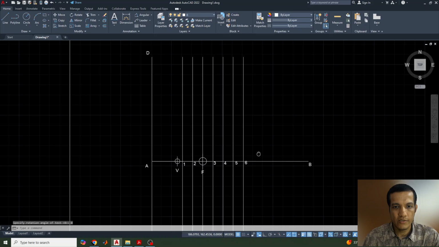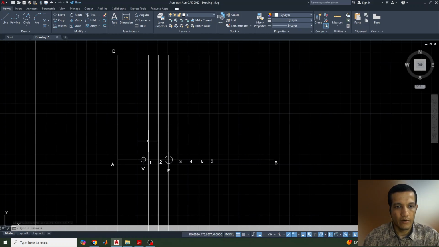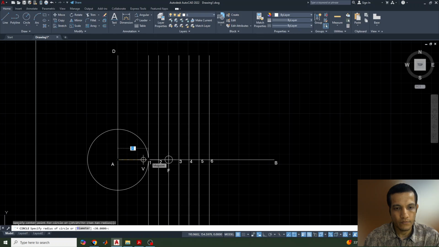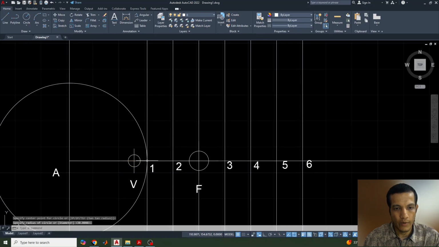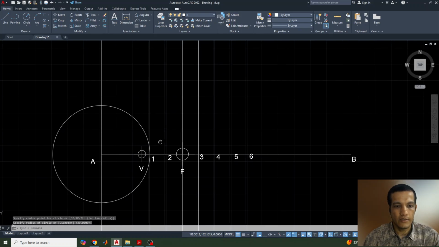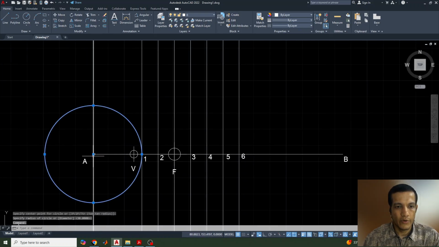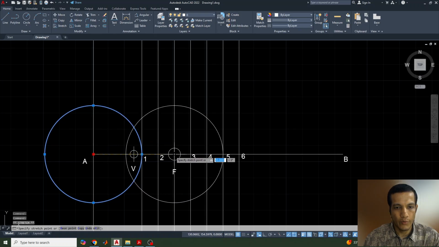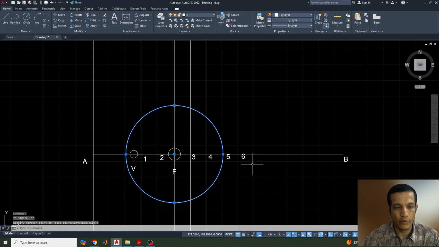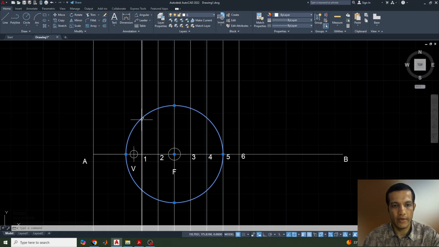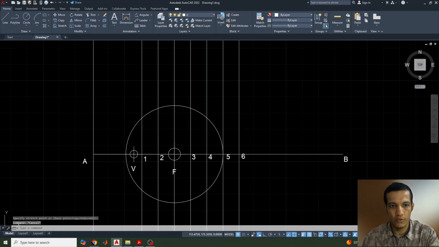Now the next step. This is how we completed 50% of this diagram. Next select the arc and take the center point A, distance from A to 1. Now the center point needs to be changed to the focus point. Okay, this is the focus point. Now see where this circle meets the first line. This is the meeting point, so just keep this point, highlight this point.